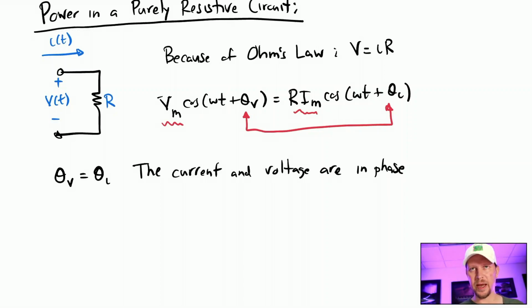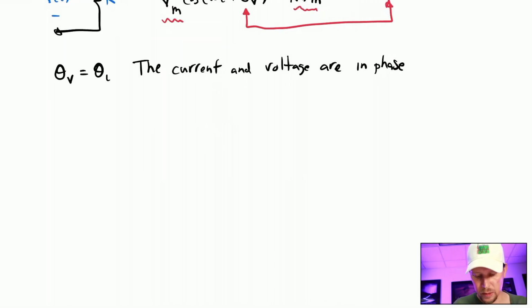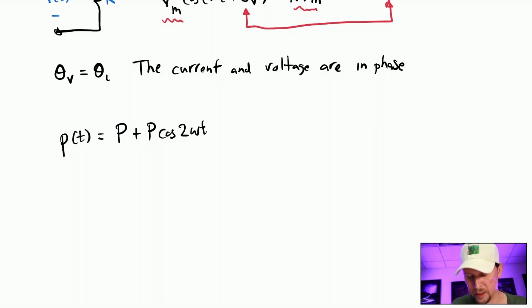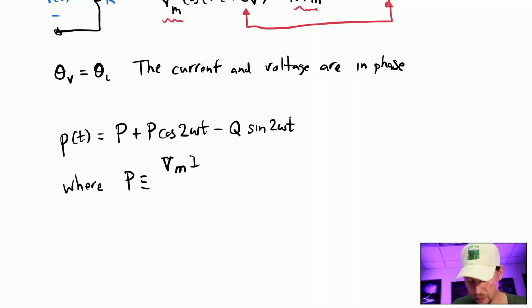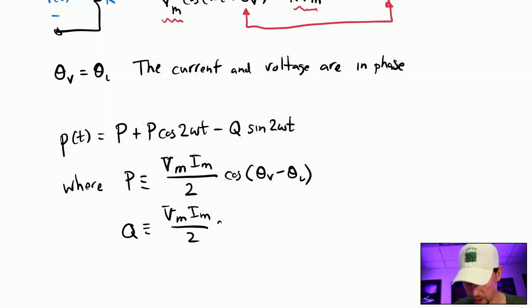Now let's take a look at the consequences that this has for the total power that we had. So the total instantaneous power was the real power plus the real power times the cosine of 2 omega t minus the reactive power times the sine of 2 omega t, where the real power was the magnitude of the voltage and the current, V sub m times I sub m, over 2 times the cosine of theta v minus theta I. Similarly, for the reactive power, we have V sub m times I sub m over 2 times the sine of theta v minus theta I.